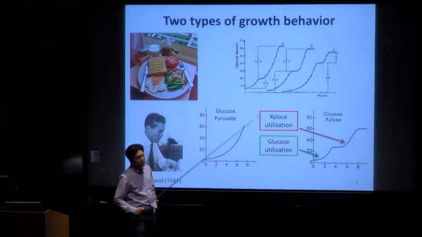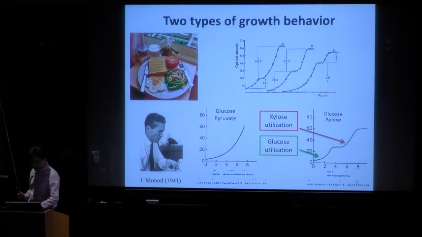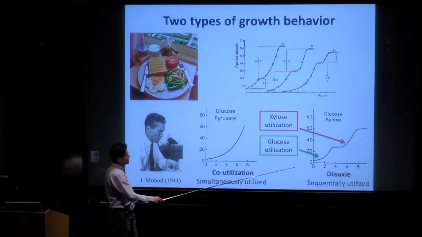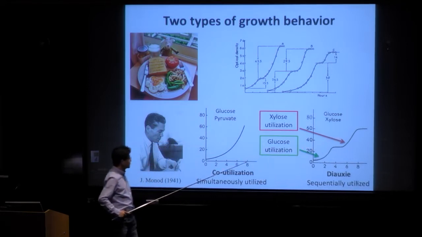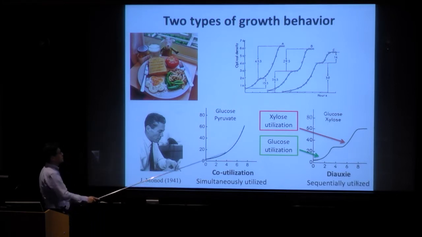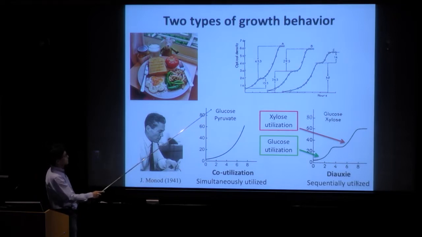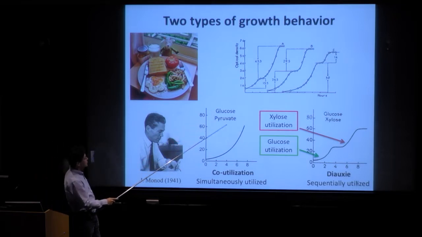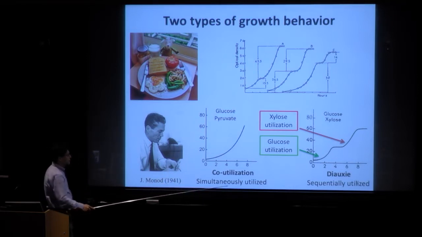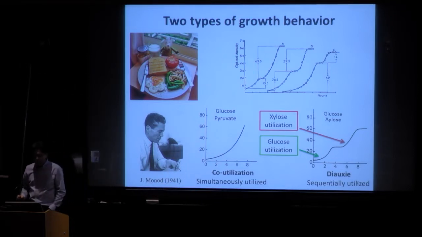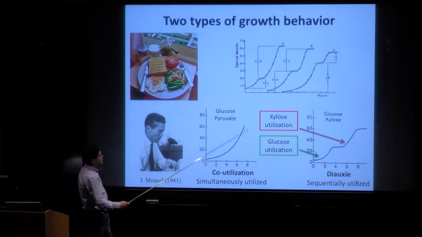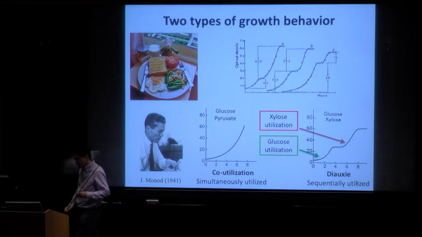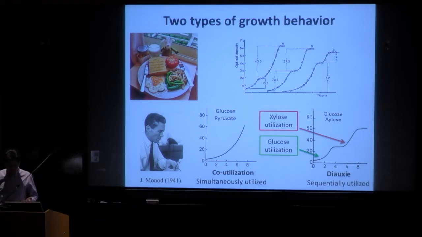Then he coined this phenomenon diauxie: sequentially utilized two carbon sources. And in this other case, the bacteria just eat the two carbon sources at the same time, simultaneously. For example, if you present them with glucose and pyruvate, this is called simultaneous utilization. This is before the Second World War, and this is from his PhD thesis. And then he was a very active participant in the French Resistance.